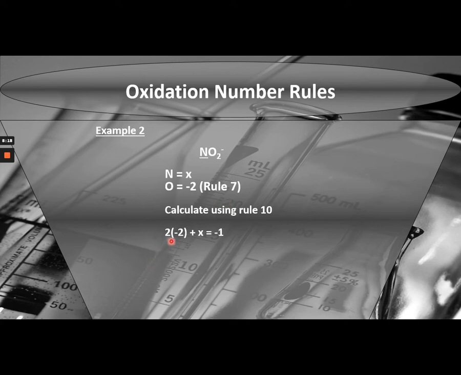Since I have, this is X, I got it in a different order, sorry. Since I have 2 oxygens and each one's -2, then this is -4 plus X equals -1. I'm going to solve using algebraic expressions, so this is -4, I'm going to add 4 to both sides, and we end up with X is equal to +3.